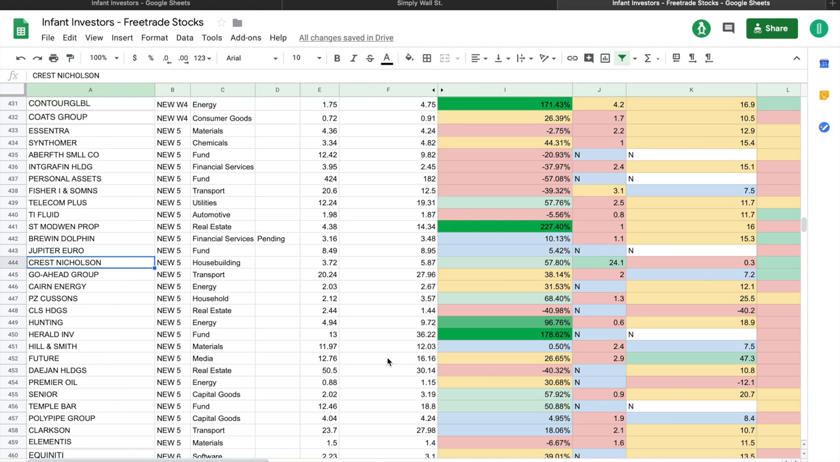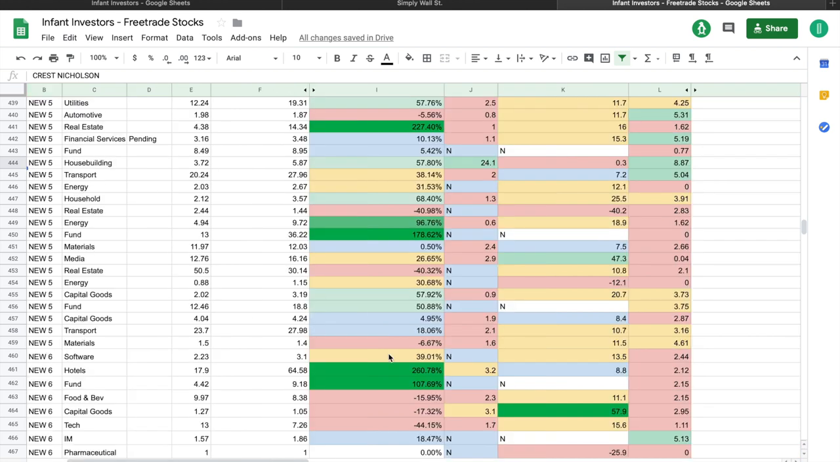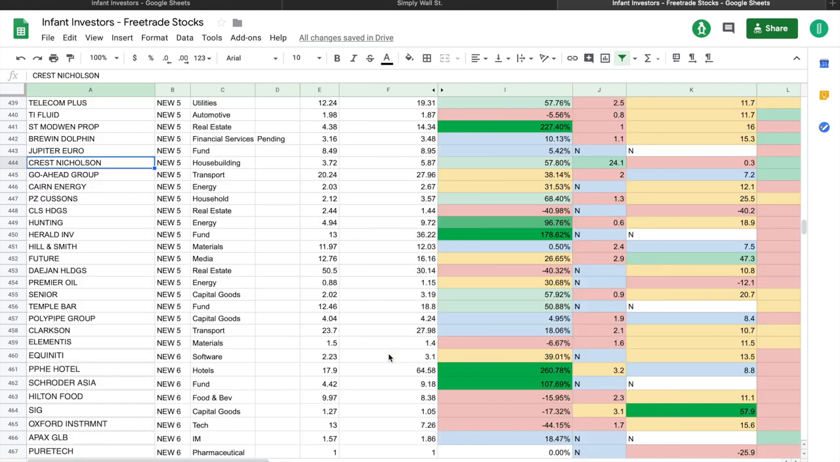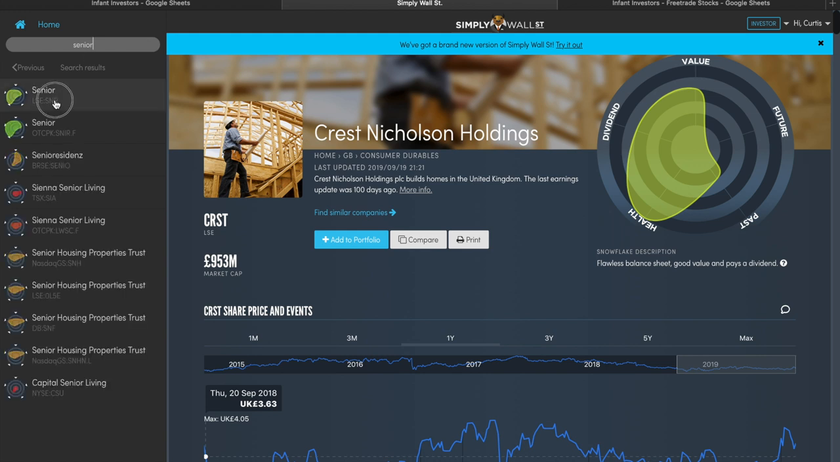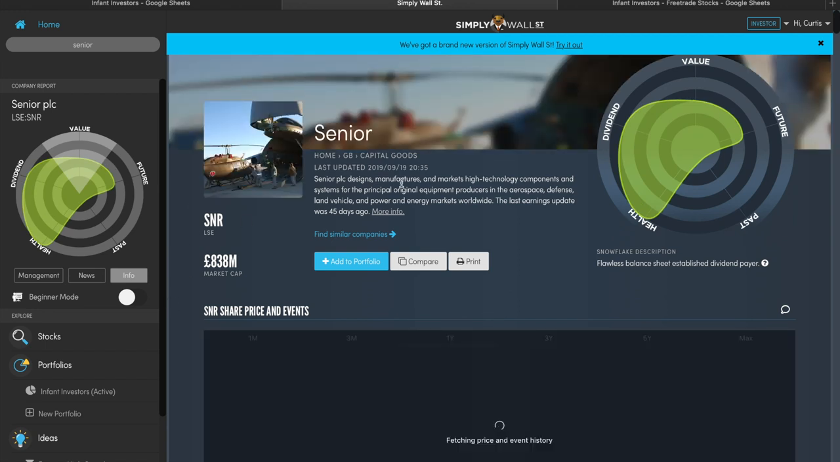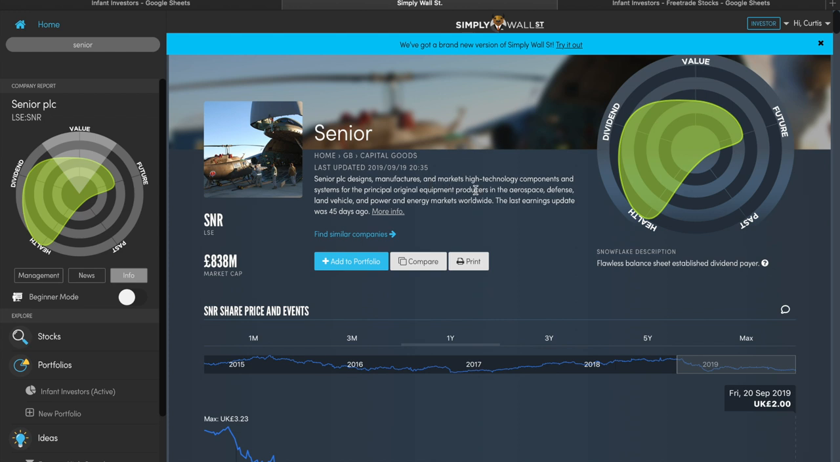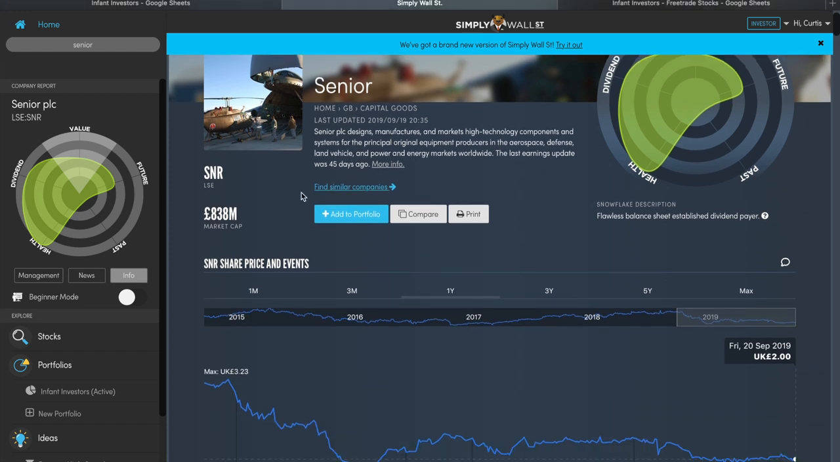Another one that I wanted to also call out is in the U5. I am looking for, there we go, Senior. So let's find Senior. Senior was interesting to me, and I will tell you why. Senior's capital goods. Senior PLC designs, manufactures and markets high technology components and systems for the principal original equipment producers in the aerospace, defense, land vehicle and power and energy markets worldwide.